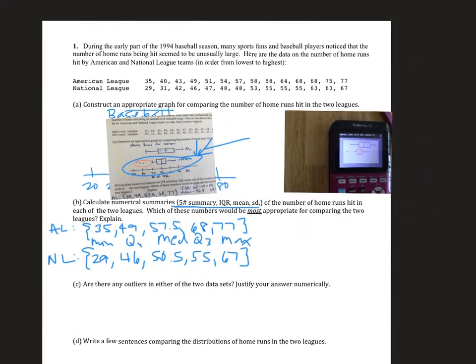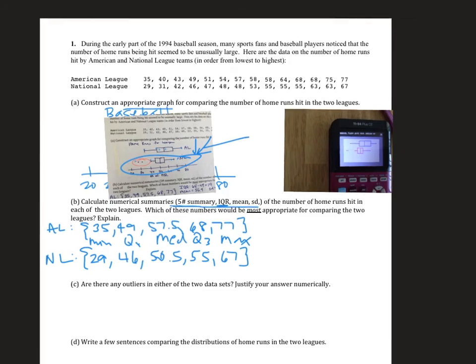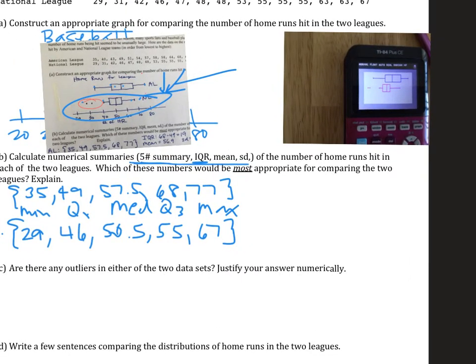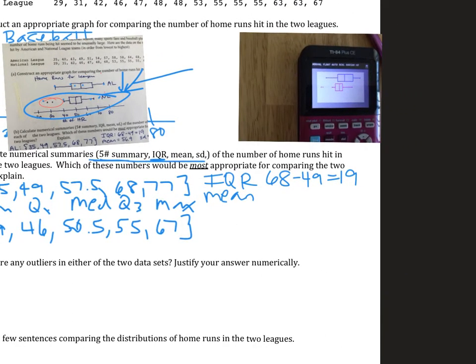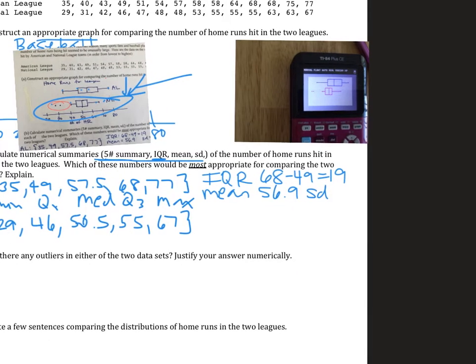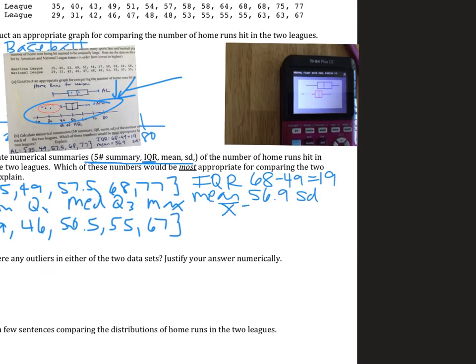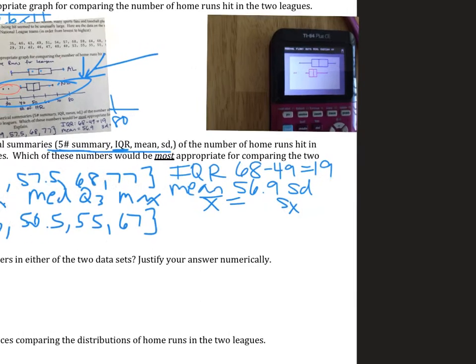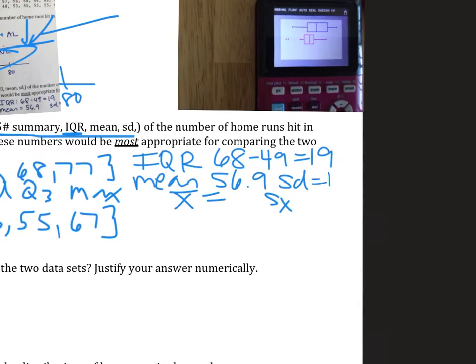All right, so it also wants us to find the IQR, the mean, and the standard deviation. The IQR is found by taking Q3 minus Q1, so 68 minus 49. The IQR is 19. The mean you would find by going to 1-Var Stats on your calculator, and the mean ended up being 56.9. For the standard deviation, I used x-bar and s because I wasn't sure if this was the entire population, so 12.7.